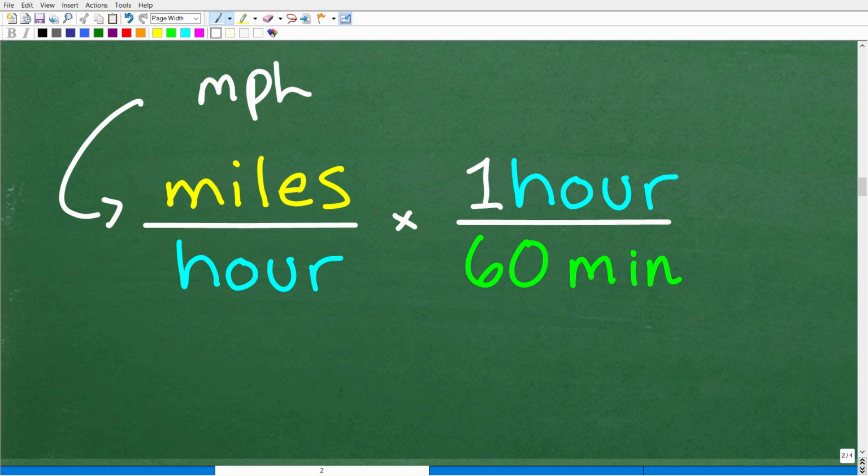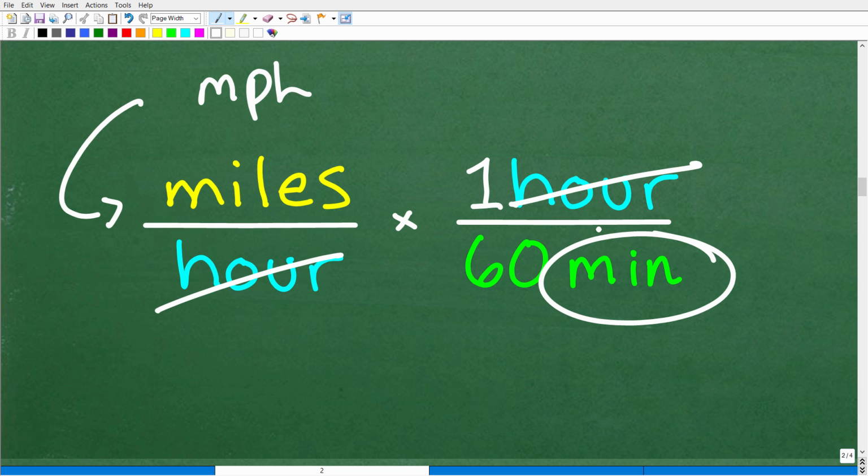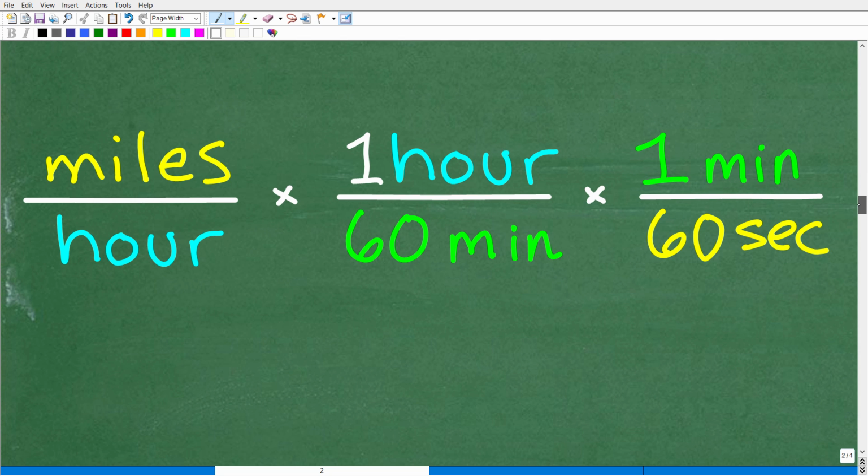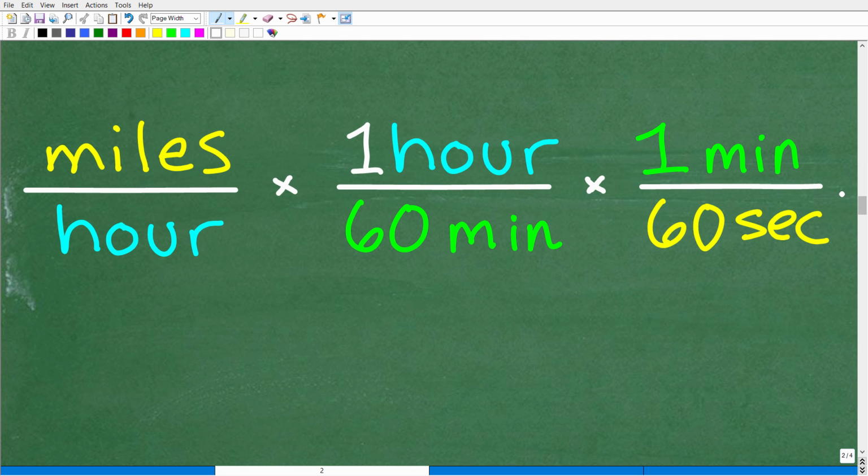Okay, so when we multiply, what's going to happen? The hours are going to go away, and I'm left with minutes. And that's what I want. So if I want to go from hours to minutes, I have to multiply by this conversion factor. But I want seconds, right? So we're going to have to go from minutes to seconds. Here is our final conversion factor. How many seconds are in 1 minute? Well, 1 minute has 60 seconds.